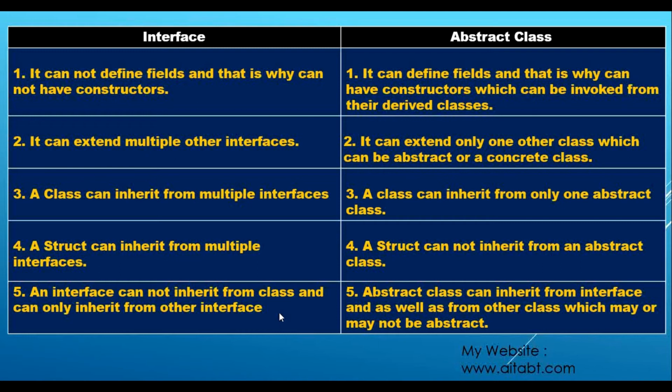So what is the first difference? It cannot define fields, and that is why it cannot have constructors. And in contrast, an abstract class can define fields, and that is why it can have a constructor which can be invoked from the derived classes. So let's just see that.